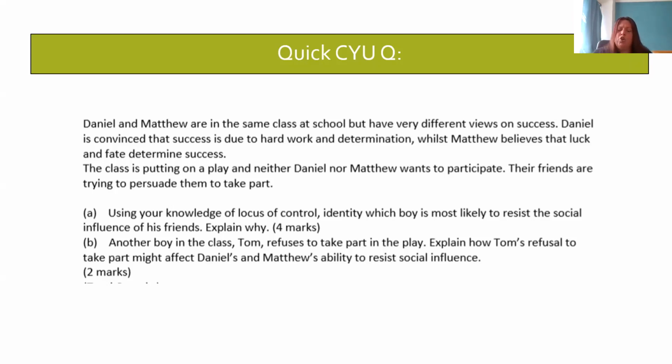Another boy in the class, Tom, refuses to take part in the play. Explain how Tom's refusal to take part might affect Daniel's and Matthew's ability to resist social influence. So now we're flicking to the other theory that we've learned, so social support. So think how you could explain that. Have a go at answering this question yourself, and then on the next slide are the answers.